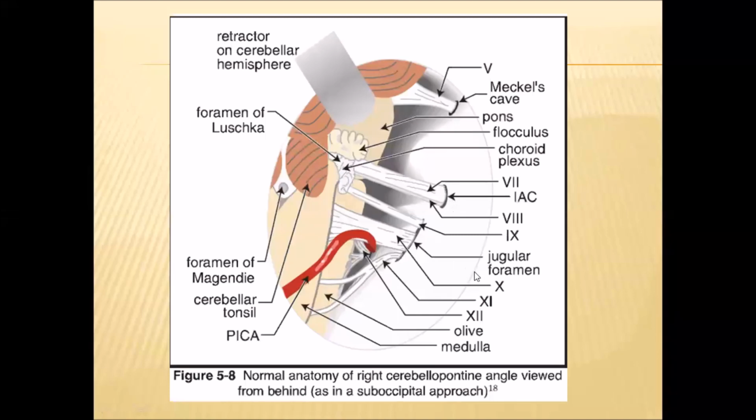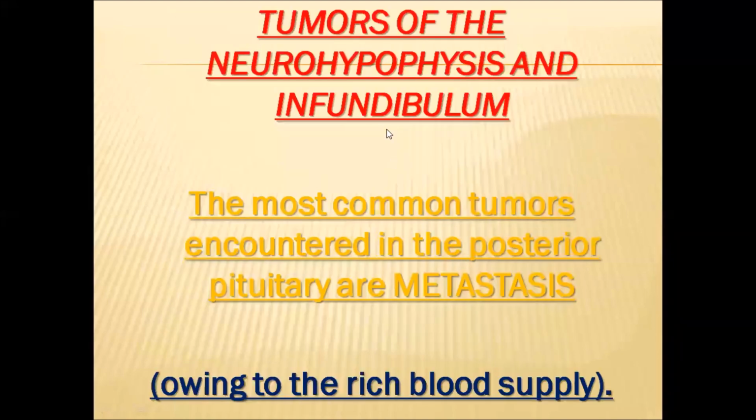So these are the various foramina concerned in the skull base. The other important thing is the tumors of the neurohypophysis, the posterior pituitary, and the infundibulum. The most common tumor encountered in the posterior pituitary is metastasis, owing to the rich vascular supply.